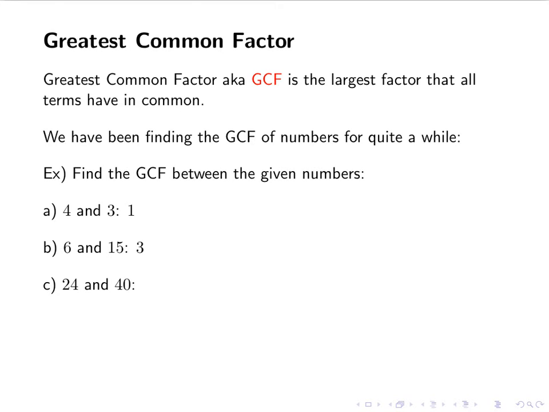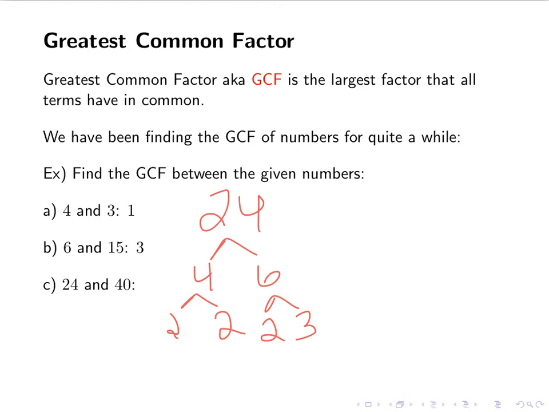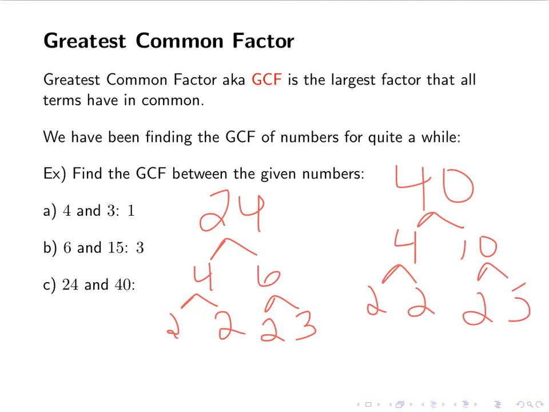How about 24 and 40? So 24, if I start to factor it, we can always try our factor trees, if we remember back in, say, elementary school or middle school. So I'll just keep factoring until I can't factor anymore. So 24 is 2 times 2 times 2 times 3. 40, can do 4 and 10. 4 is 2 and 2. 10 is 2 and 5. So what they have in common are 3 2's. And what are 3 2's? 8.